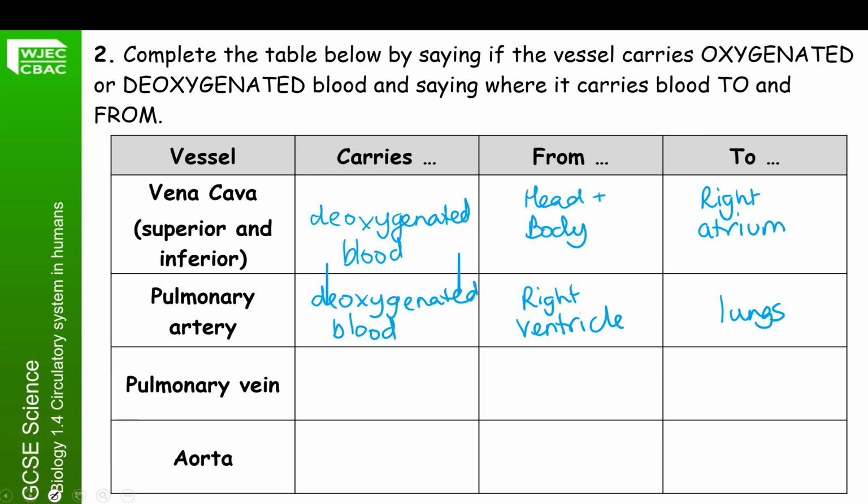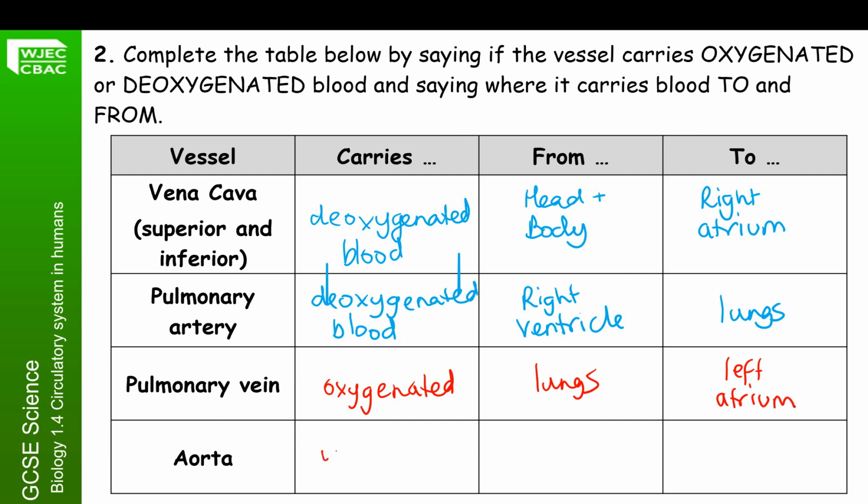So we're now going to swap our pen to red, because coming back around the other side now, this blood has come from the lungs where it's picked up lots of oxygen, so it's now oxygenated. So it's come from the lungs, and the pulmonary vein is going to bring it into the left atrium, into the heart.